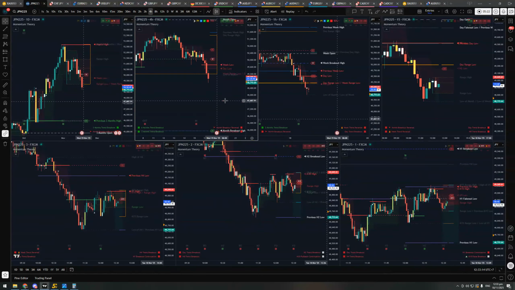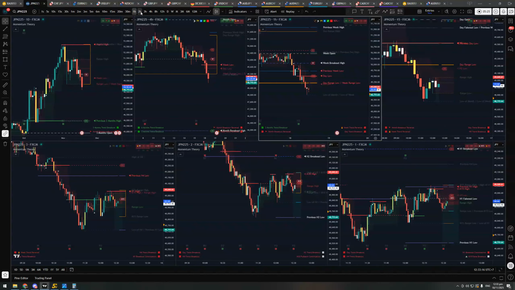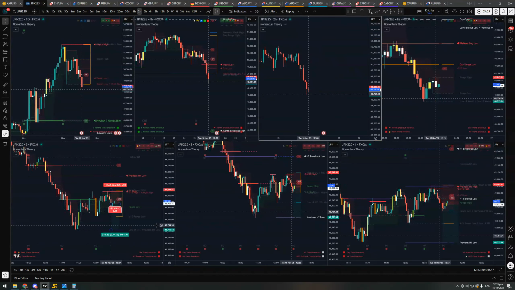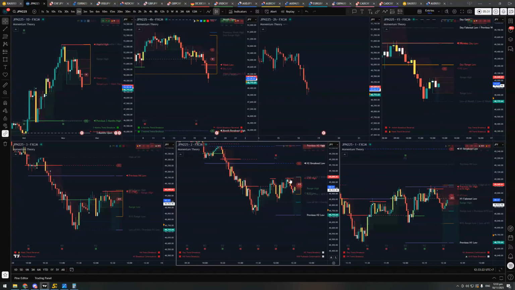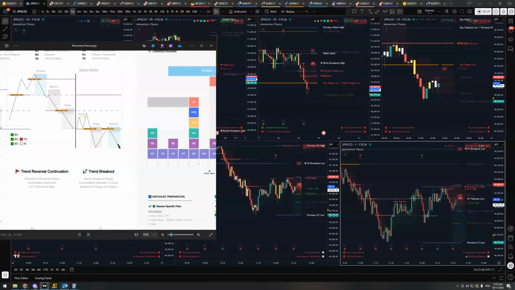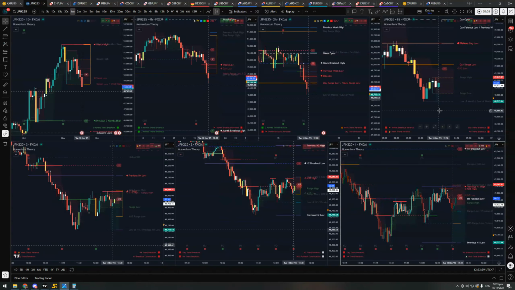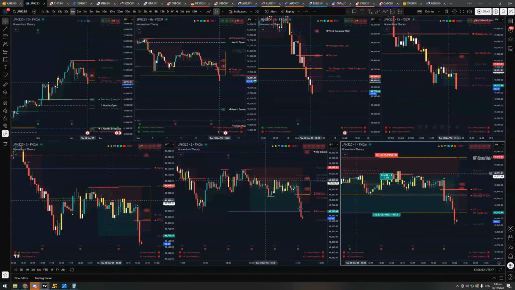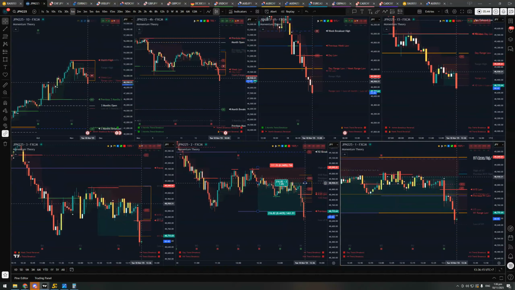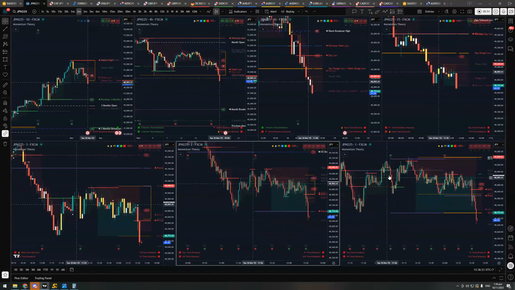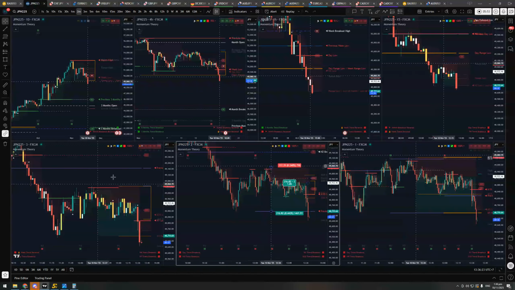So lots of confluence here. Saw it initially on the H2, but it does look like we have setups on every time frame here. Trend breakout on the H4, trend retracement on the H2, and then a trend continuation on the H1. Okay, so that's it, and let's see where this goes. All right, so TP hit, 1.8R.